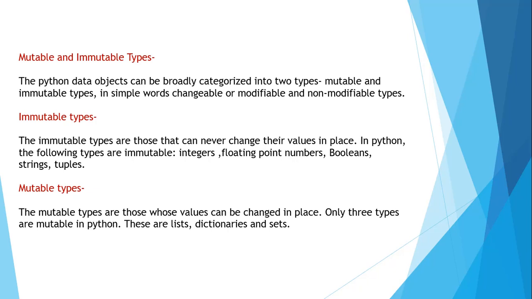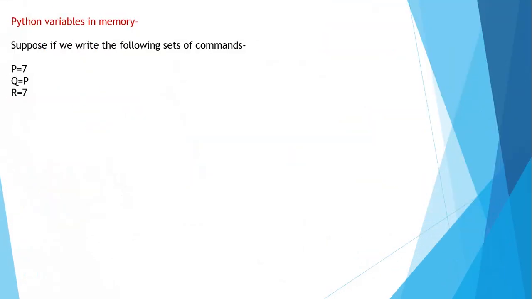Now let's analyze how mutable and immutable types work. Before that, we need to understand the working of storage containers in Python. Actually, there is no storage container in Python. All the values are linked to a proper memory address. So first of all, let's understand how variables work in Python, that is, Python variables in memory. Suppose we write the following commands: p = 7, q = p, and r = 7. Suppose we have written these three lines of code.